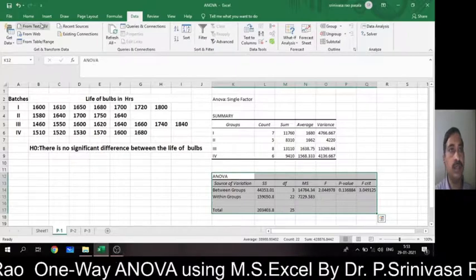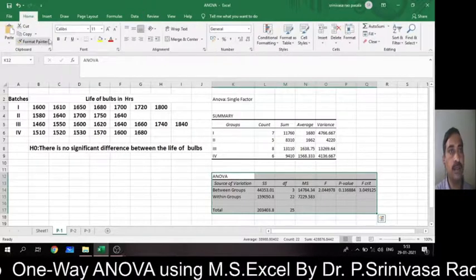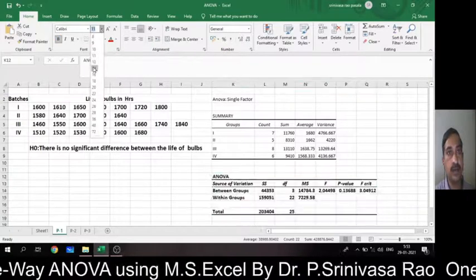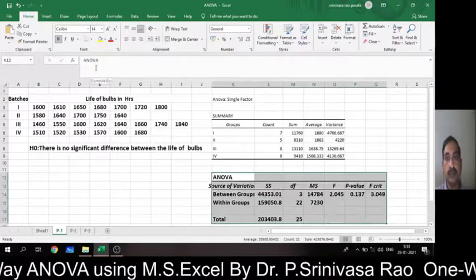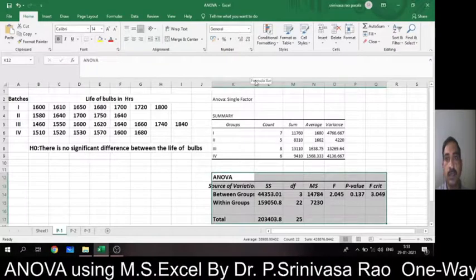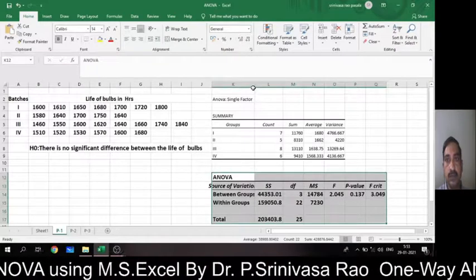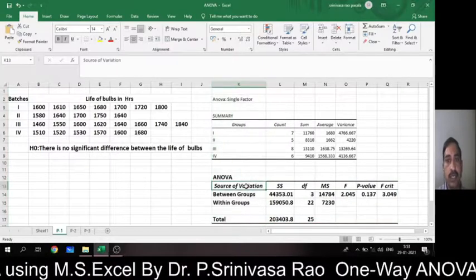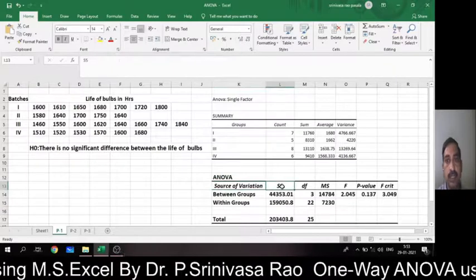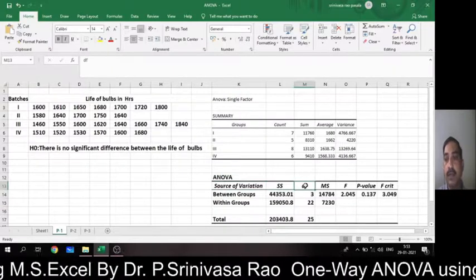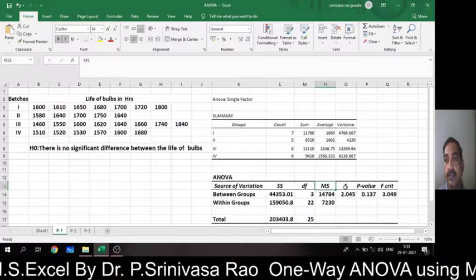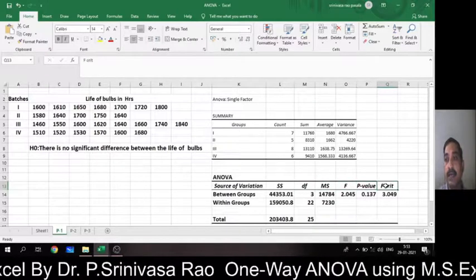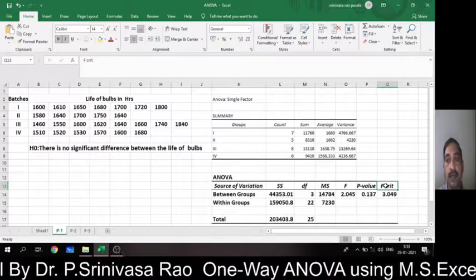I will show this by... right. So now, you remember the ANOVA: source of variation, sum of squares. This is the ANOVA table: degrees of freedom, mean sum of squares, F value and p value, and the F critical value is also given.